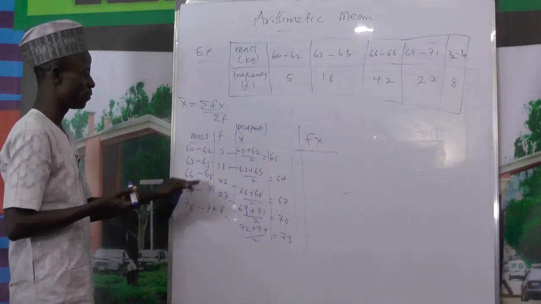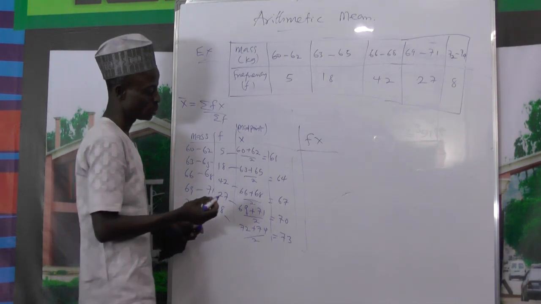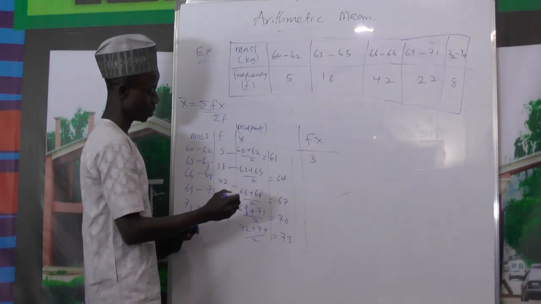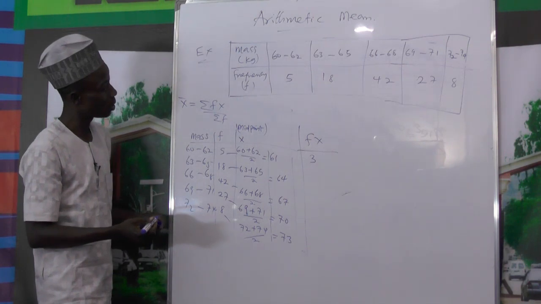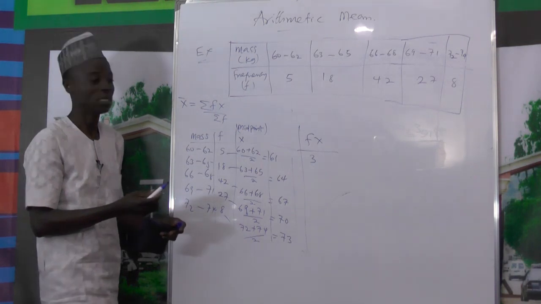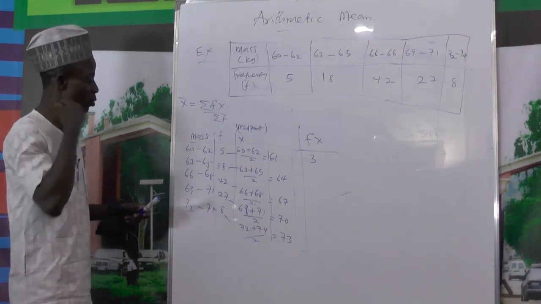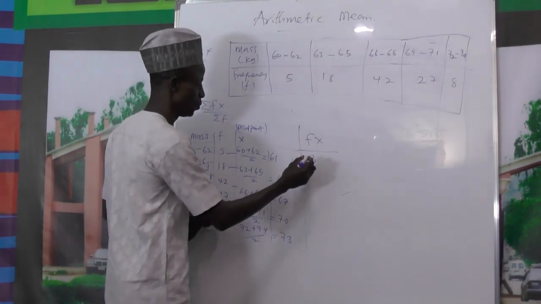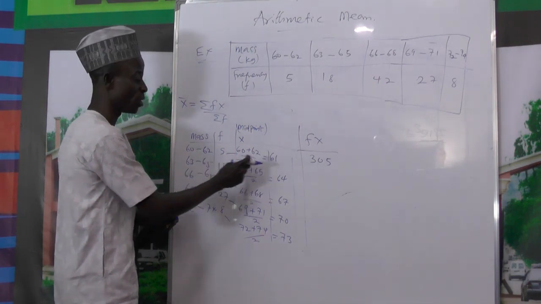So it will now be 5 multiplied by 61. Am I right? So 5 multiplied by 61, or the frequency. What do we have in the frequency? The frequency is 5. So 61 multiplied by 5 will give us 305.